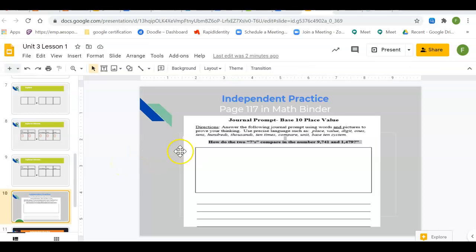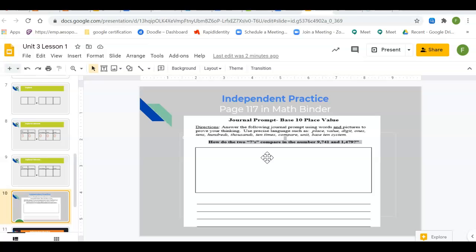So for our independent practice, it is going to be page 117 in your math binder. It is the journal prompt, base 10 place value. Our directions: answer the following journal prompt using words and pictures to prove your thinking. Use precise language such as place value, digit, ones, tens, hundreds, thousands, 10 times, compare, unit, or base 10 system.